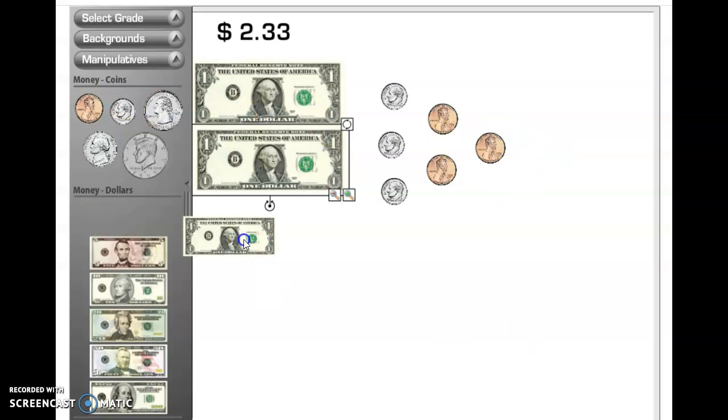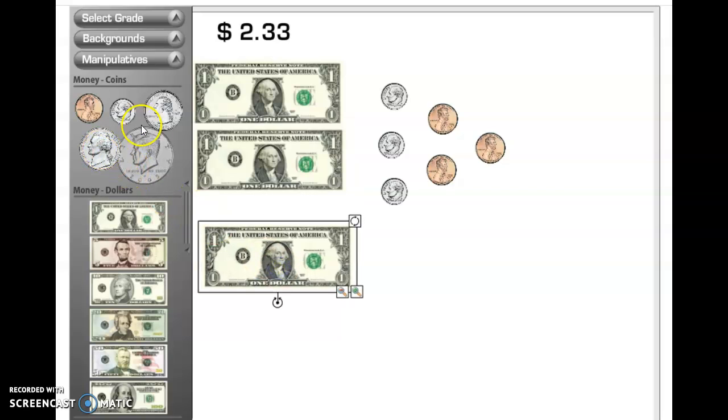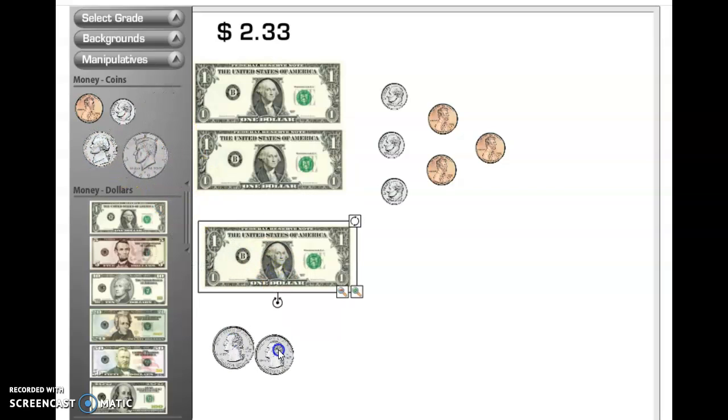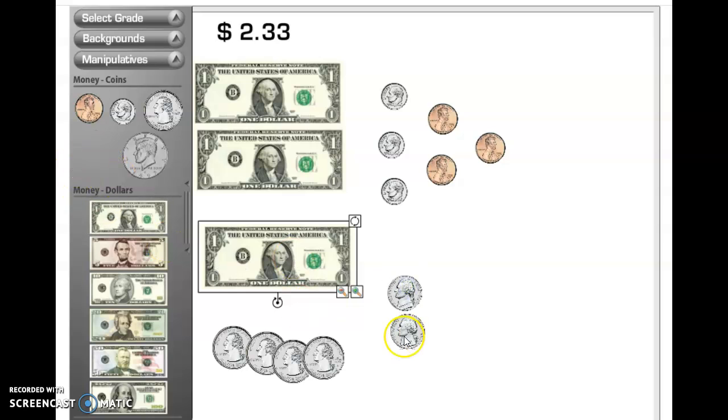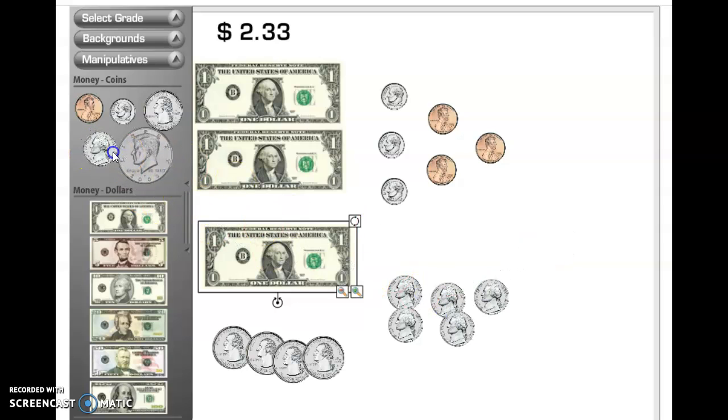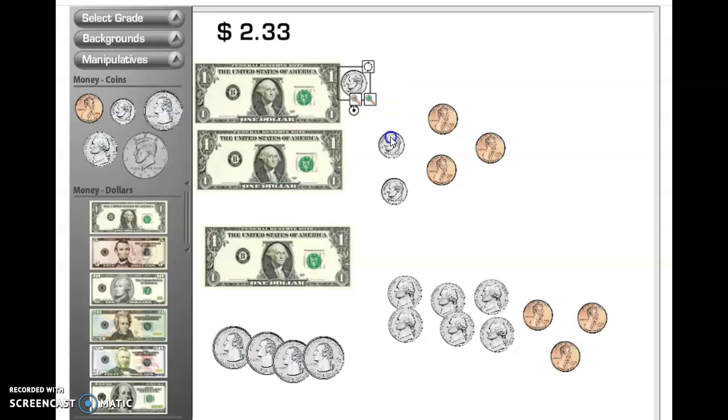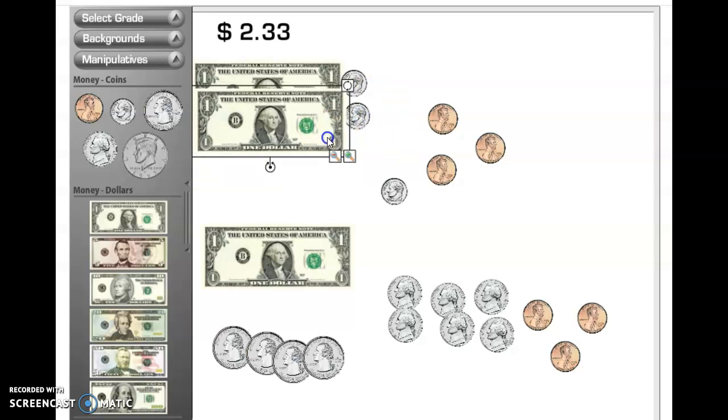Now, I could also do $1, and then I could do 4 quarters, because 4 quarters also equals $1. And then if I wanted to do nickels instead of dimes, I could do 6 nickels, and then I would still need to do 3 pennies. Okay, that's just another way that we could represent it. So these are 2 different ways to represent this amount of money.